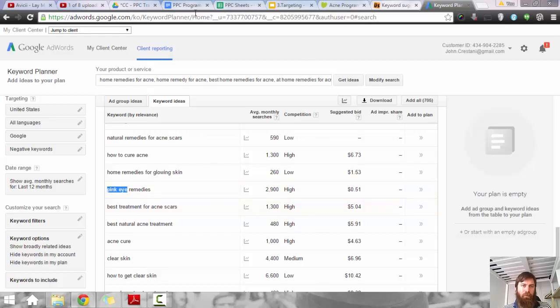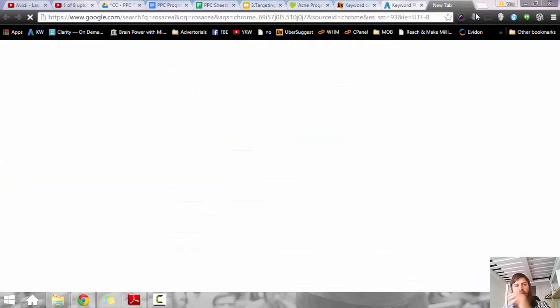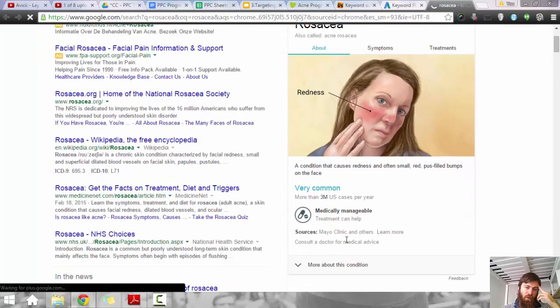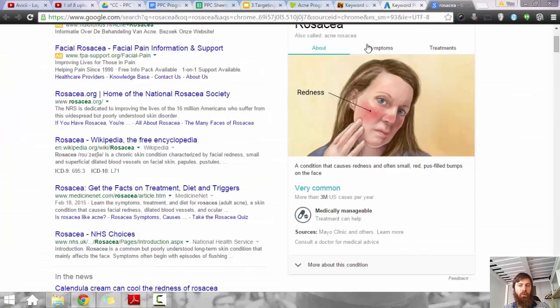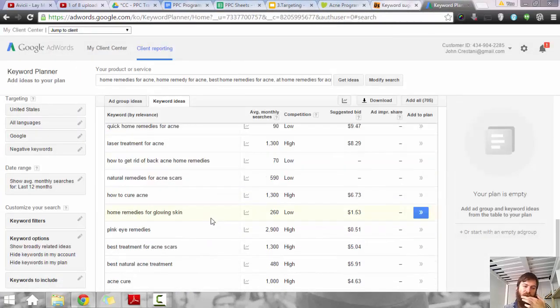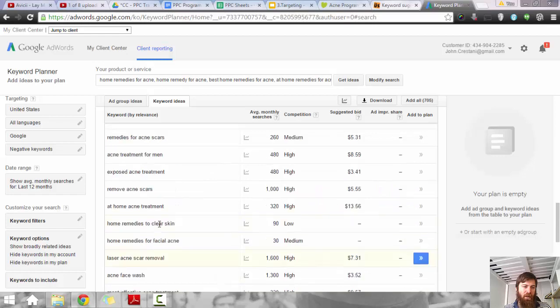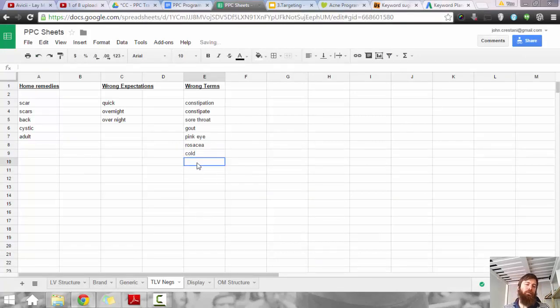I don't know what rosacea is. If you don't know what something is, I would suggest you Google it, of course. Rosacea is redness. So maybe this is not the same as acne. What I would do in this case is use this as a negative term that I would add in. Let's see if there are any other things similar to that. Okay. Acne. For now, that may be pretty good. Maybe cold. I'll just do flu.